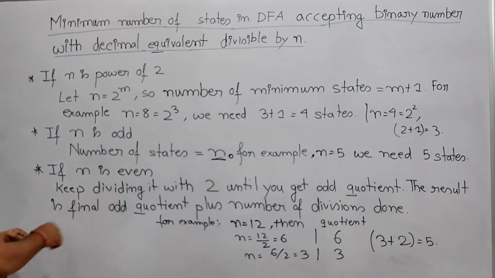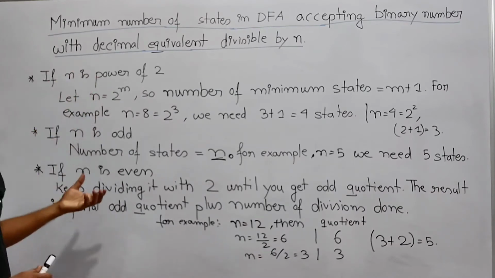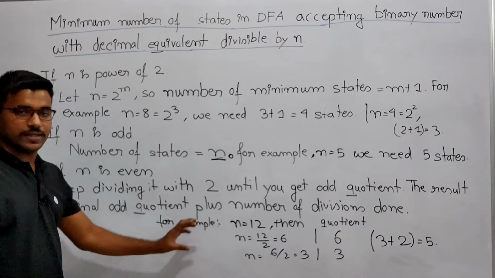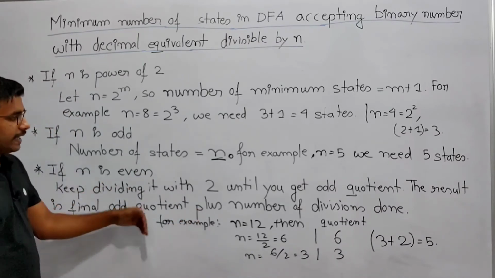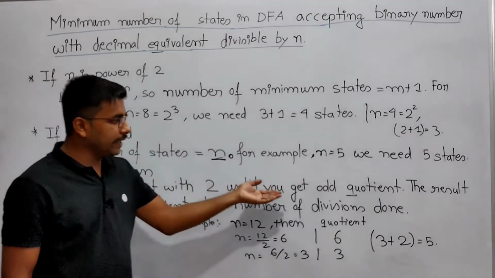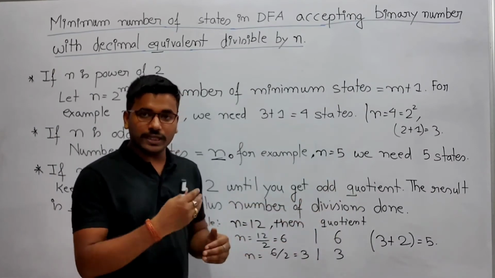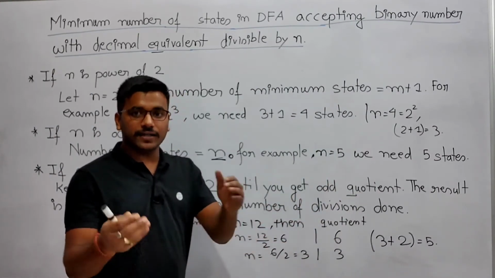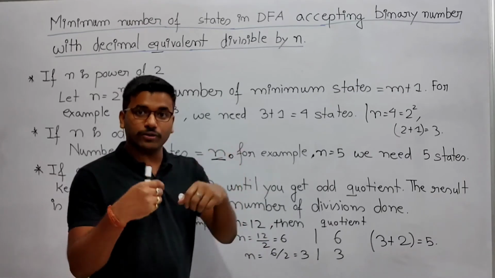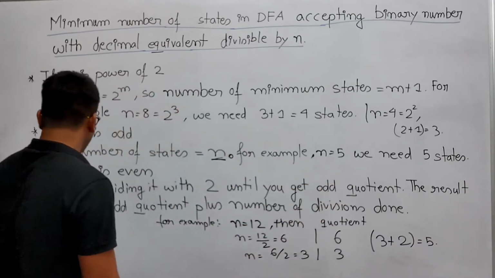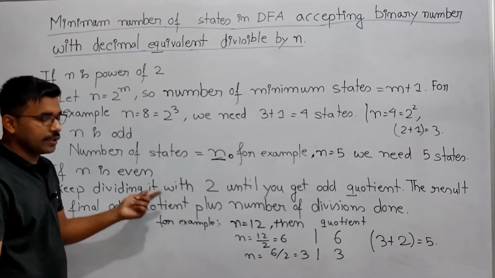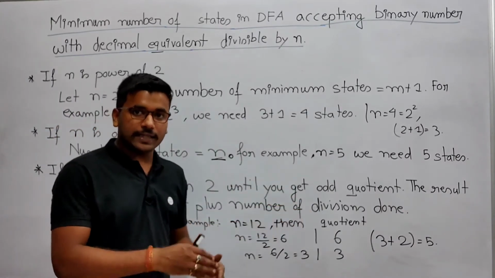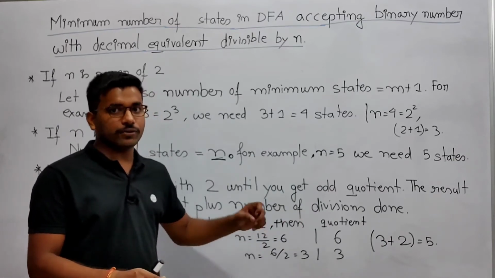Now if n is even, a power of 2 is also an even number, but if it is even and not a power of 2, then keep dividing it by 2 until you get an odd quotient. That final odd quotient is the new n. The result is the final odd quotient plus the number of divisions done. That many divisions you have done, you are going to add it.